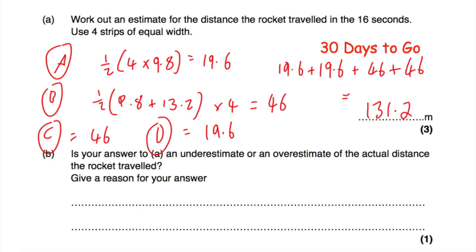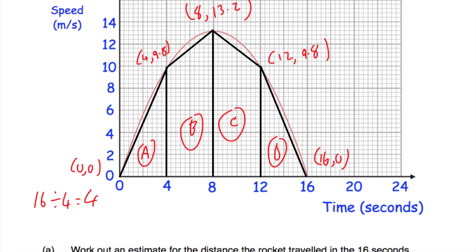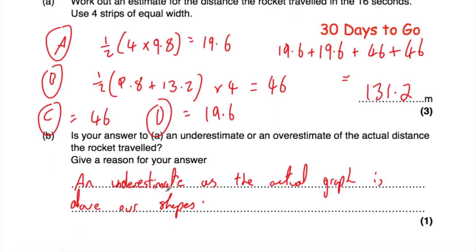Now part B says, is our answer an overestimate or underestimate? So let's have a look. Our triangle is actually below the real graph. Our trapezium is below the real graph. So is this trapezium, and so is this triangle. So that means our answer is an underestimate. It's actually below the actual real area under that graph. So our answer is an underestimate. And let's explain that. I've just written down an underestimate as the actual graph is above our shapes.